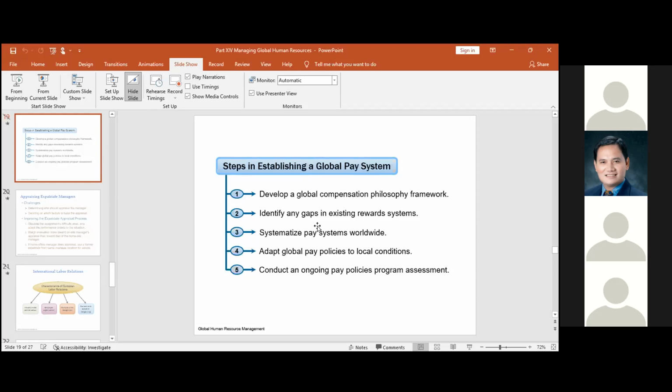Fourth is you adapt global pay policies to local conditions. So here you review your global pay policies, you conduct surveys and analysis to assess local pay practices. And then ipa-fine-tune mo siya to your global pay policies, so they make sense for each location. And lastly, you conduct an ongoing pay policies program assessment.